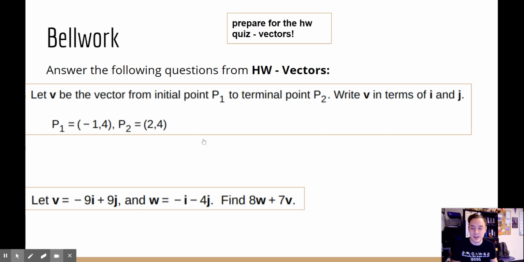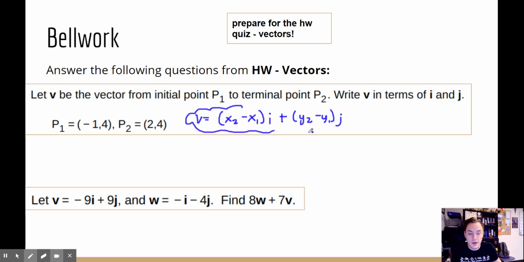Let's go through this question. Let v be the vector from initial point P1 to the terminal point P2, in terms of i and j. So there is a formula that we're going to utilize in order to find this. I'm going to write the formula here. It's x sub 2 minus x sub 1, times i, plus y sub 2 minus y sub 1, times j. So this is my formula when I want to find the position vector.